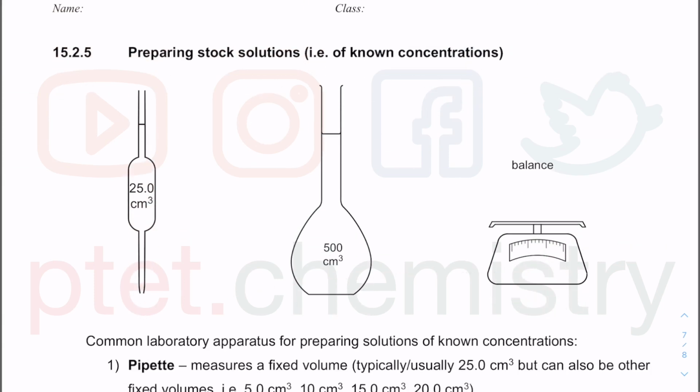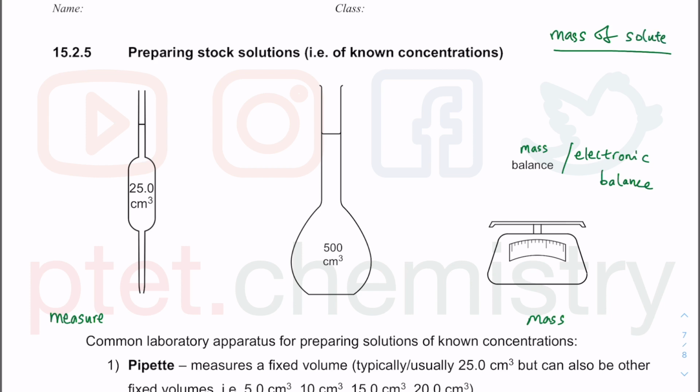This is called a mass balance. Sometimes people call it electronic balance because it measures the mass of something you put on top of it. So what does it measure? It measures masses. Mass of what? Well, you're trying to prepare a solution, so you need the mass of solute, which is in gram, and then you dissolve it in the volume of solution. So that is how you get concentration just now, right?